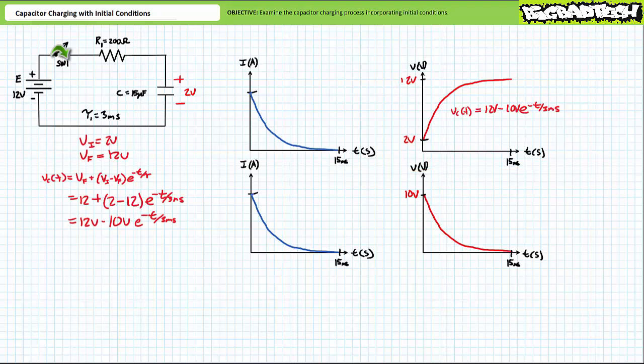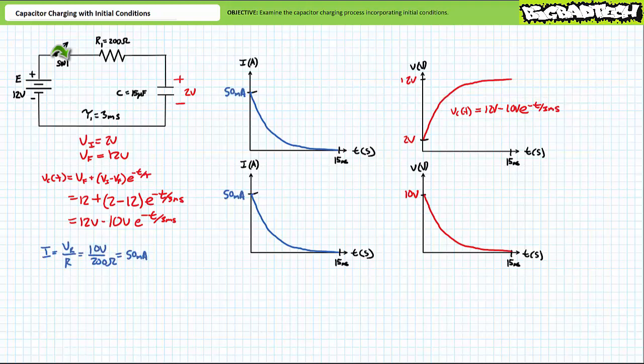Voltage across the capacitor as a function of time, Vc of t, can still be expressed as Vf plus Vi minus Vf times e to the negative t over tau, where Vi is the initial value of 2 volts, Vf is the final steady state value of 12 volts, and tau is the time constant of 3 milliseconds. Substituting these given values, Vc of t resolves itself into a simplified form as 12 volts minus 10 volts times e to the negative t over 3 milliseconds.